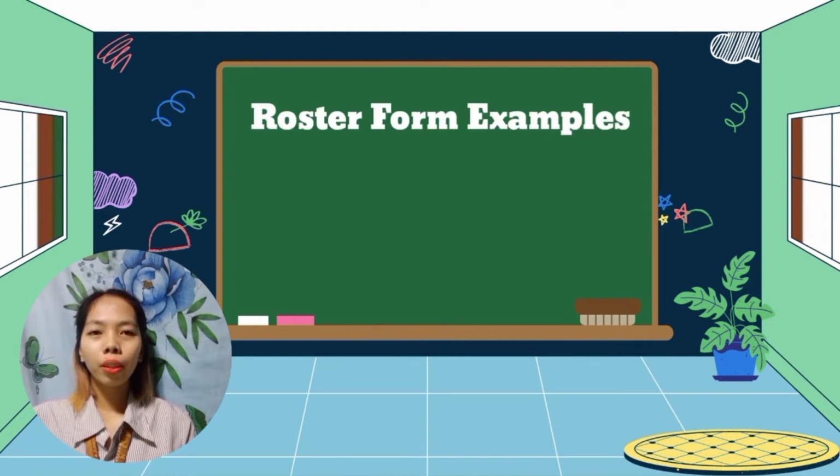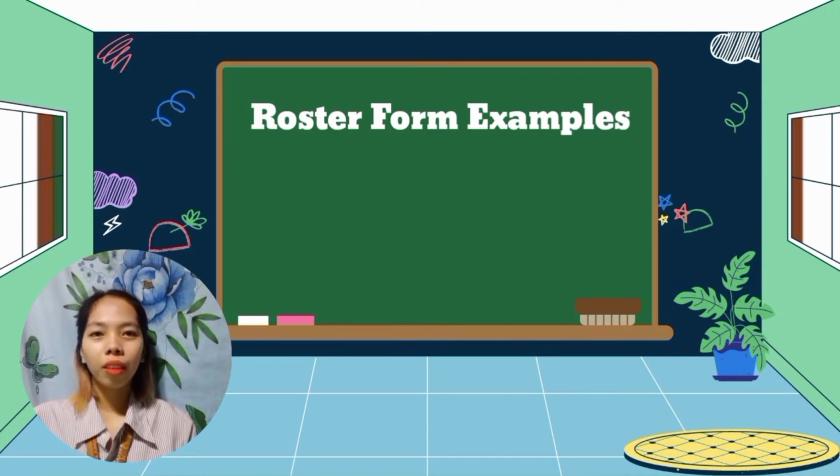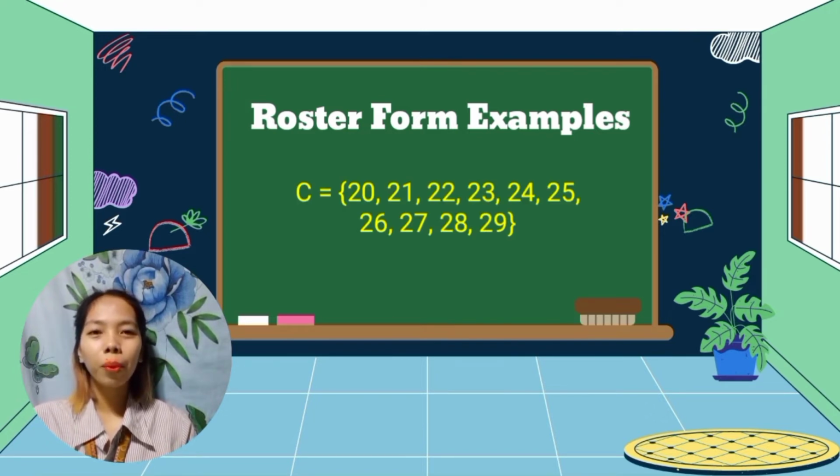So, for the second example, on the other hand, we have this. Example number 2, consider the set C is equal to all integers that are greater than or equal to 20 and less than 20. Write this set in roster form. Now it's your turn to answer this. Okay, very well said. We can now proceed to the next topic, which is the set builder notation.